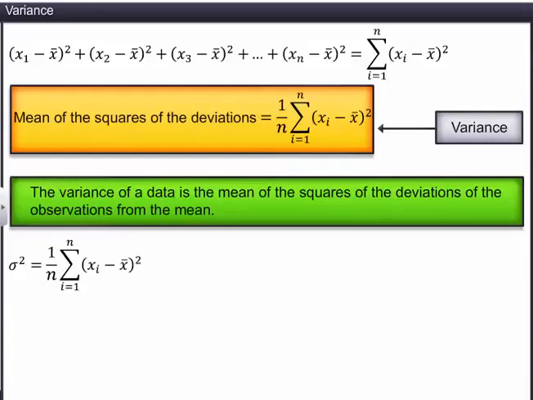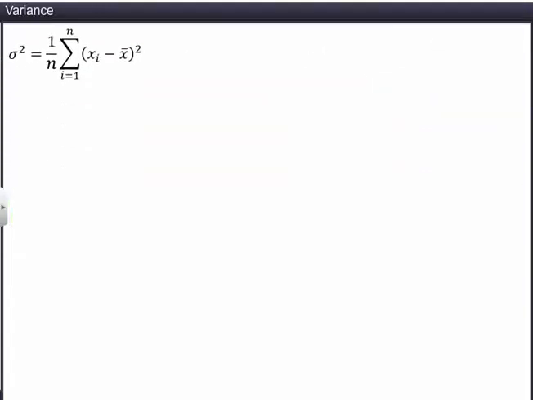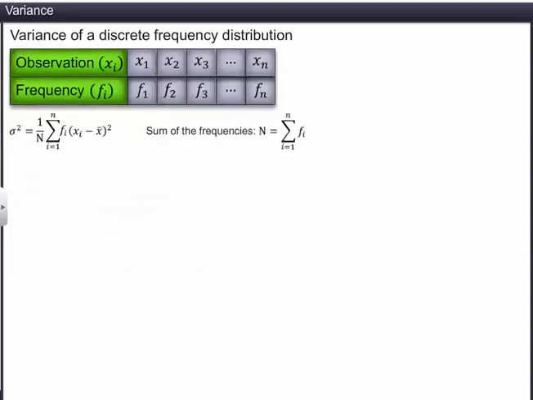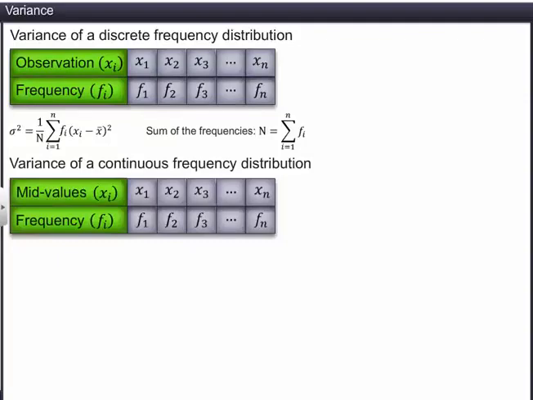Similarly, the formula for the variance for a discrete frequency distribution is given by sigma squared equal to 1 divided by the sum of the frequencies, multiplied by the summation of the product of the squares of the deviations from the mean and their respective frequencies. The formula for the variance for a continuous frequency distribution is given by sigma squared equal to 1 divided by the sum of the frequencies, multiplied by the summation of the products of the squares of the deviations of the mid-values from the mean and their respective frequencies.